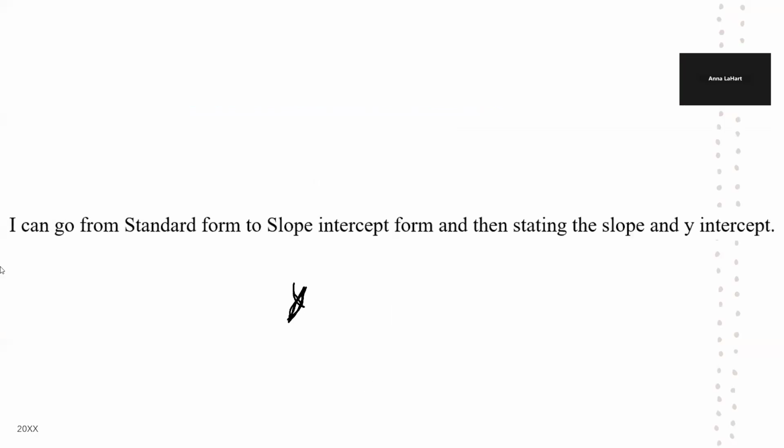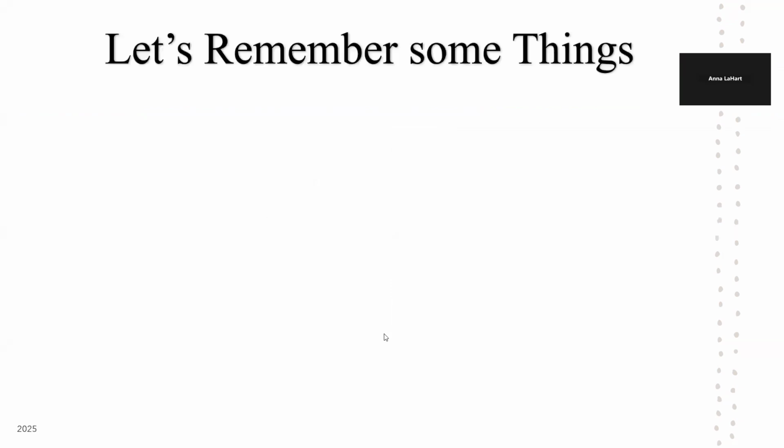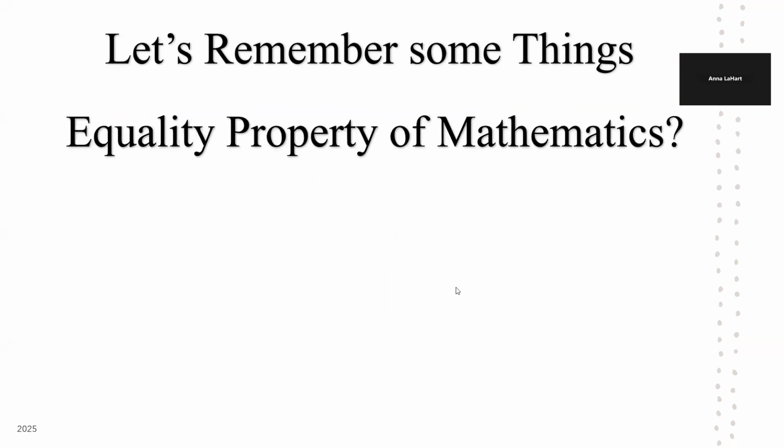So today the words are, I can go from standard form to slope-intercept form and then state the slope and y-intercept. We haven't solved equations in class in a while, so I need us to remember that there are rules that we follow. We follow the equality property of mathematics. That means if you do something on one side of the equal sign, you have to do it on the other. It's a balance situation.